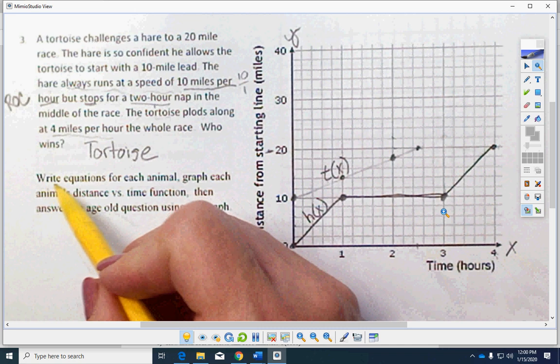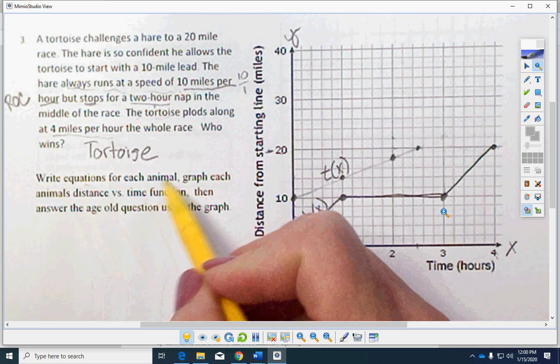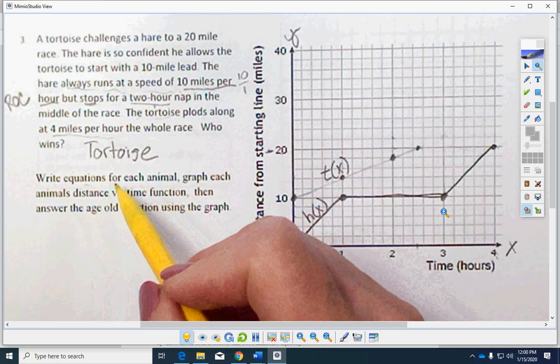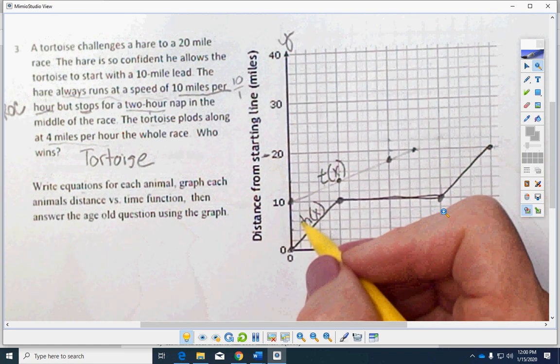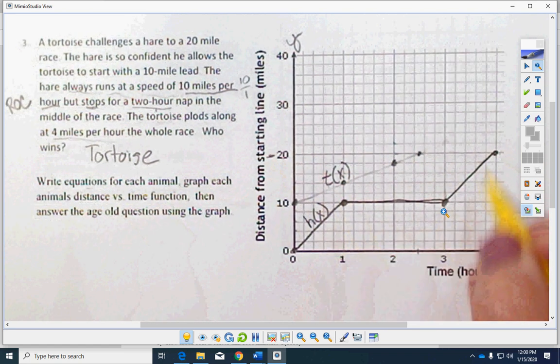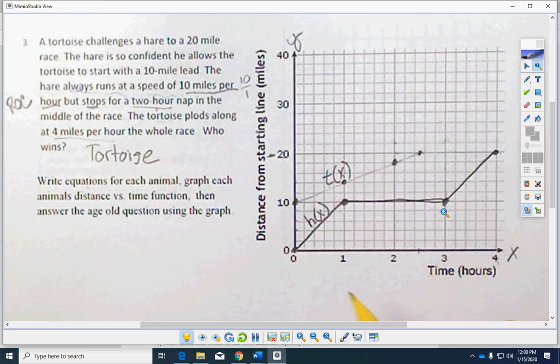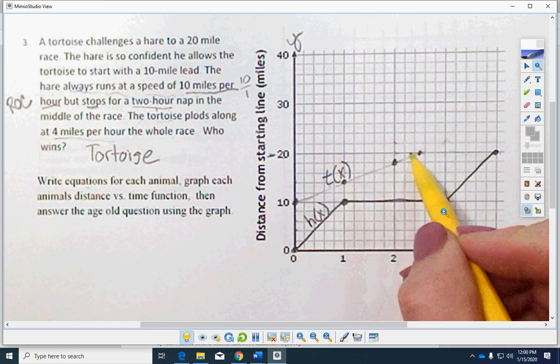Now they're asking us to write equations for each animal. Really, they're asking us for the function. It's actually two different functions because there's a t of x and there's an h of x. So this is where we have to be careful. Let's do the tortoise first. He's so easy. He's only one piece.